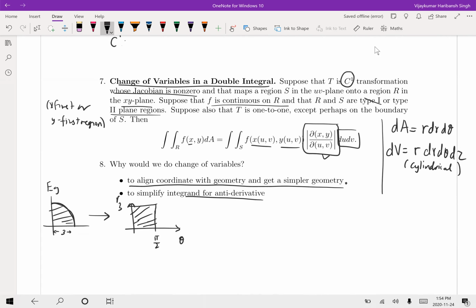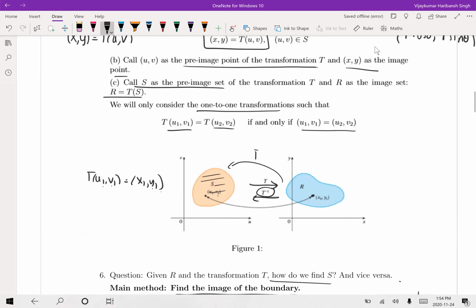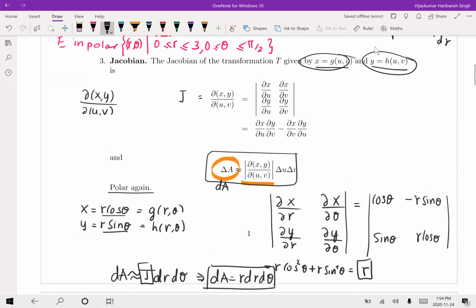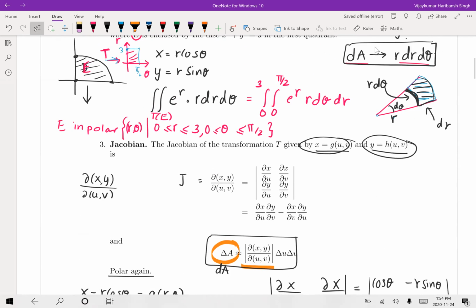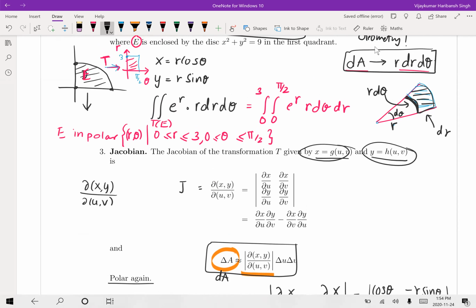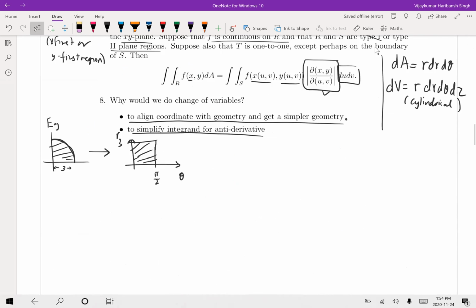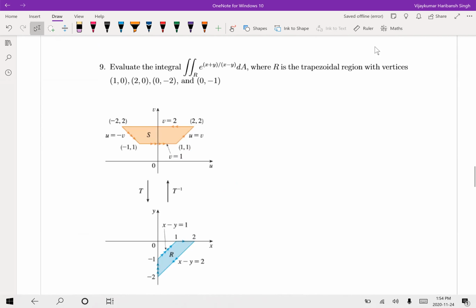And sometimes it simplifies the integrand for the antiderivative. Particularly here, you could see that in this example, it would have been really difficult to compute the integral if we tried to do it directly. But once you change the coordinate system, you could use the substitution, and here you can do integration by parts and work it out. All right, so let's explore this idea with some examples.